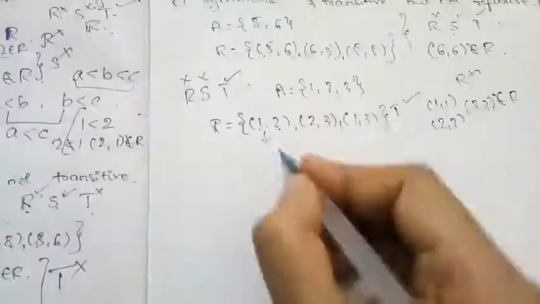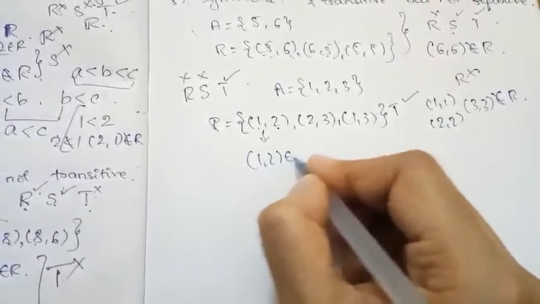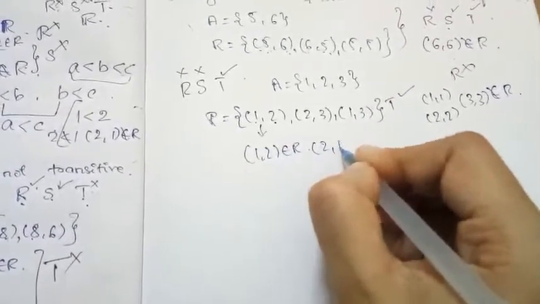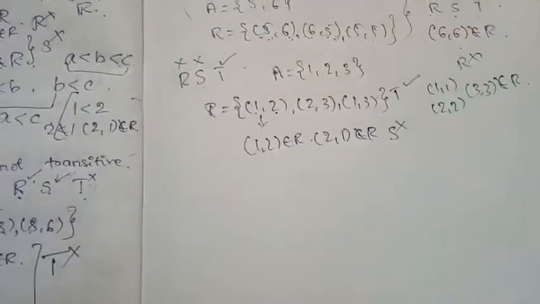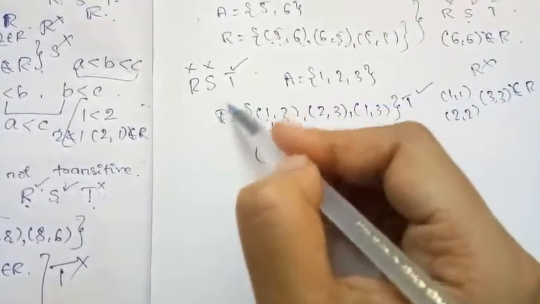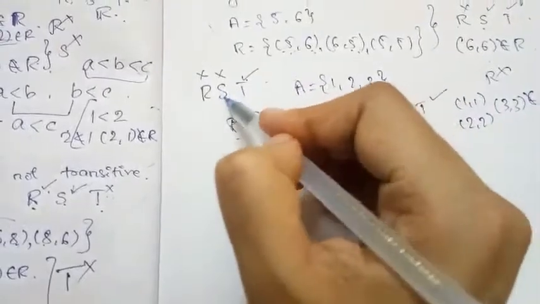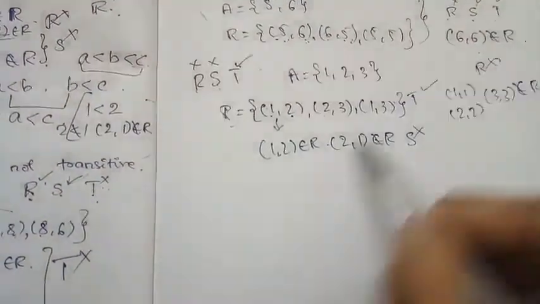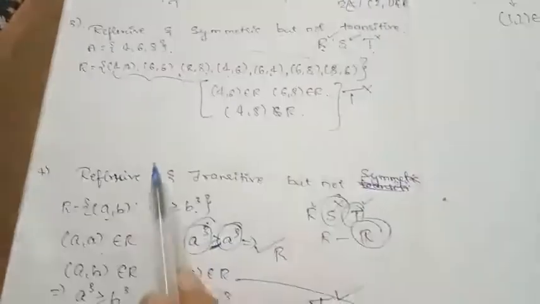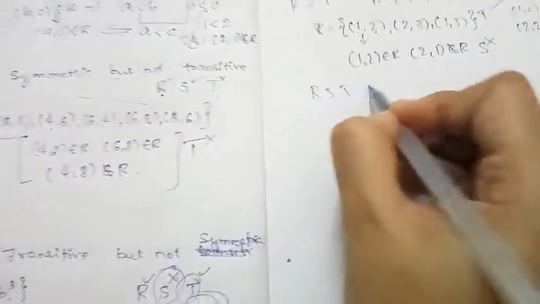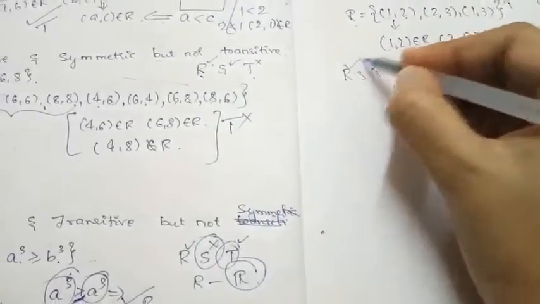It is also not symmetric because (1, 2) belongs to the relation, but (2, 1) does not belong to the relation. So this relation is transitive but neither reflexive nor symmetric. This is how it works with a random example. Now for this one: reflexive and transitive but not symmetric.